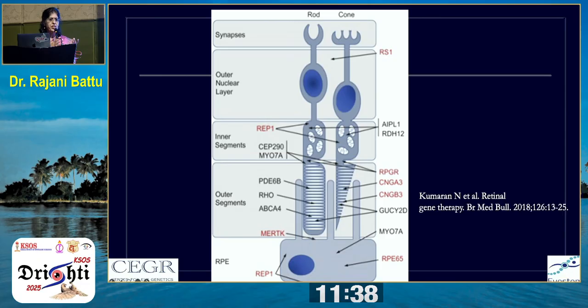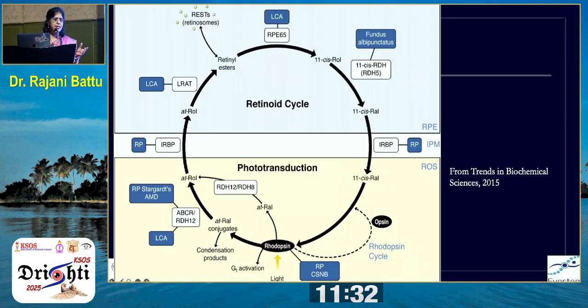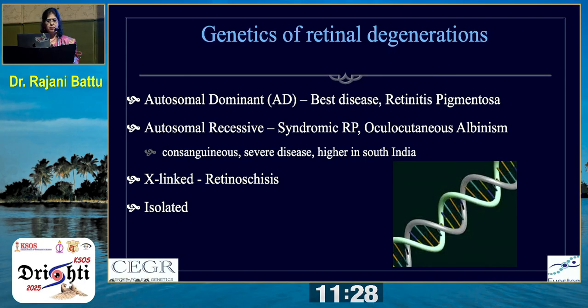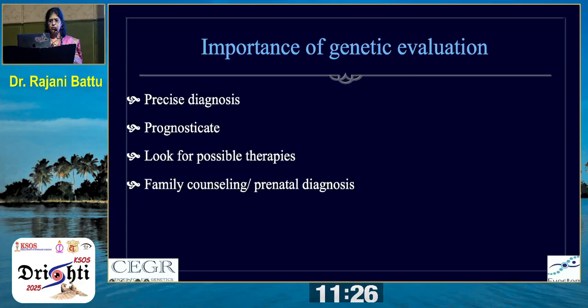So you can have mutations either in the RPE, in the outer segment of the rods and cones, or in the inner segments, and in any of these, biochemicals of the visual cycle. Now, I'm not going to touch upon this. We've heard enough of all of this.